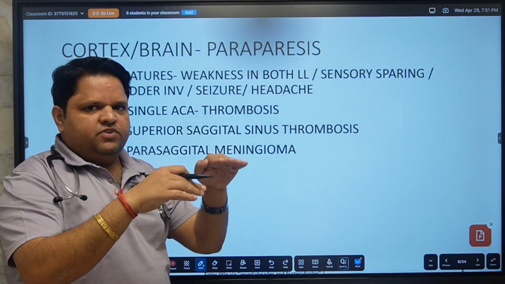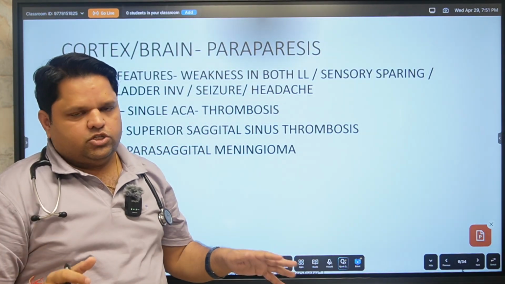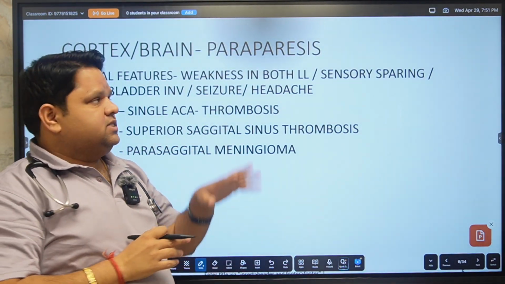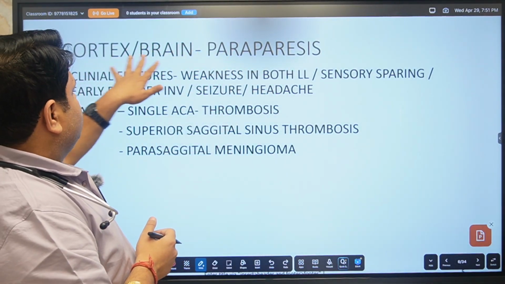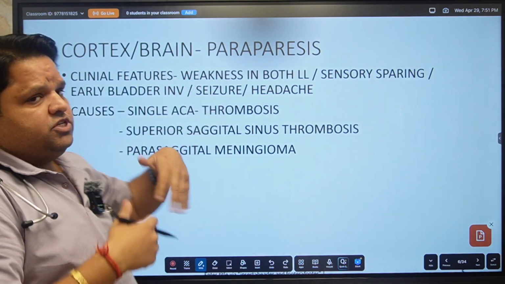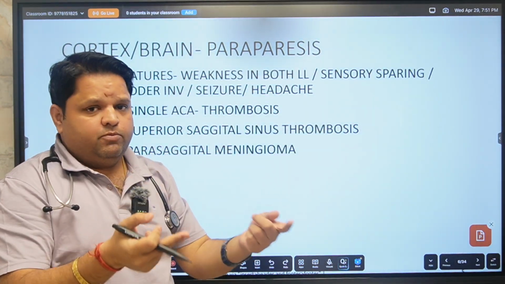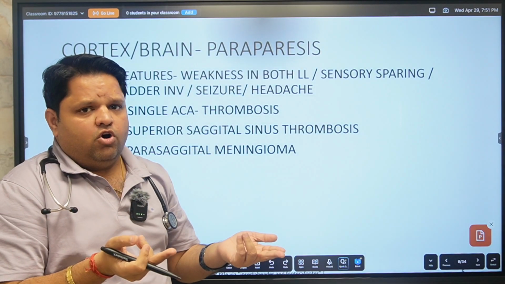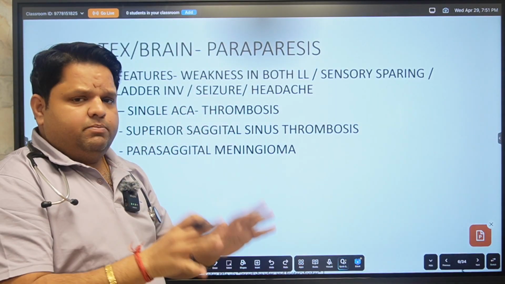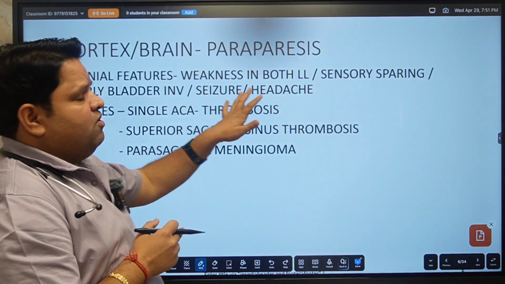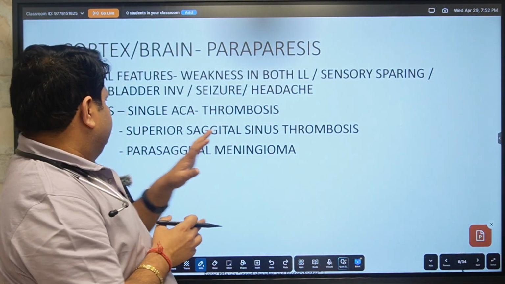So as we started, a lesion anywhere from the cortex to the muscle can cause paraparesis. Now we discuss how a cortex or brain lesion causes paraparesis. Clinical features: weakness of both lower limbs, as we say paraparesis. Sensory sparing, because sensory fibers are usually not involved in cortical type paraparesis. If there is a large lesion, it may cause sensory involvement. Early bladder and bowel involvement is there, and other cortical features like headache or seizure may be present.